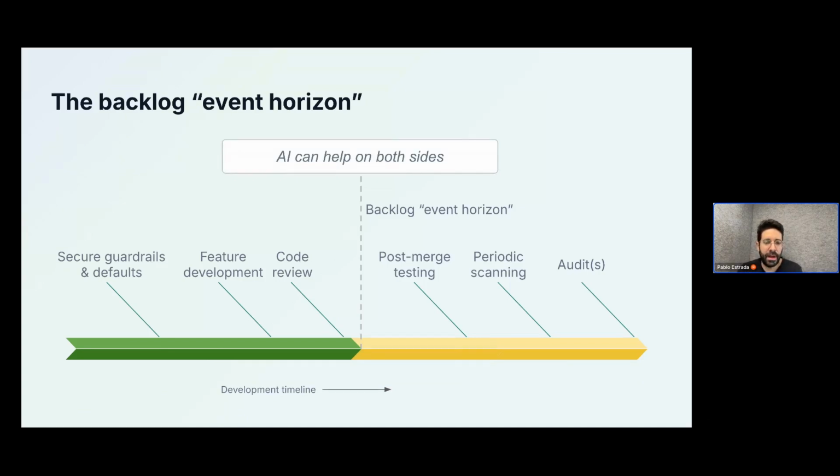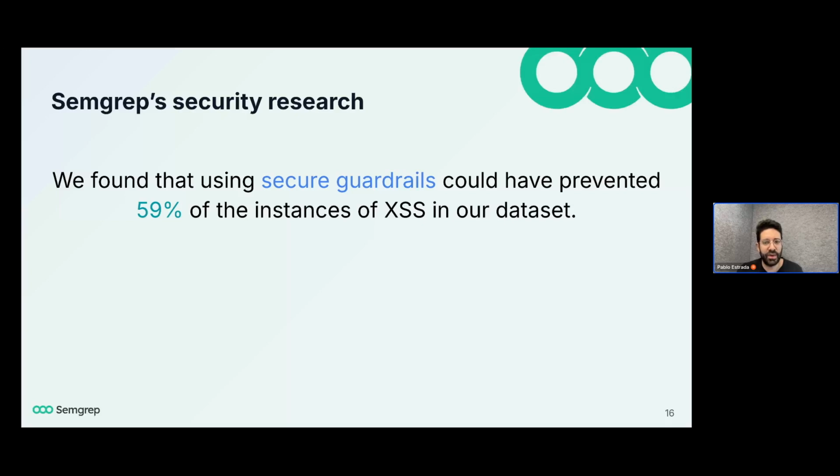We started thinking about this a few years ago, even before our active work on AI, when we started looking at secure guardrails. We were wondering how much of the common issues that people see over and over again can be prevented by using techniques like secure guardrails. We sent our security research team to look at this, and we found that in a certain data set that was studied on XSS specifically, 59% of the instances of XSS could have been prevented through the use of secure guardrails.